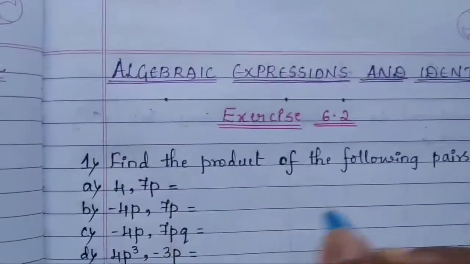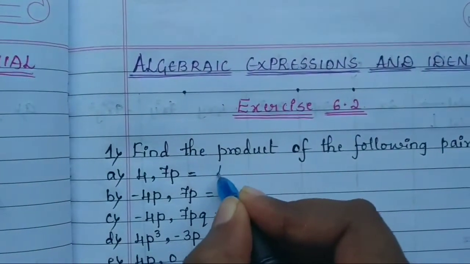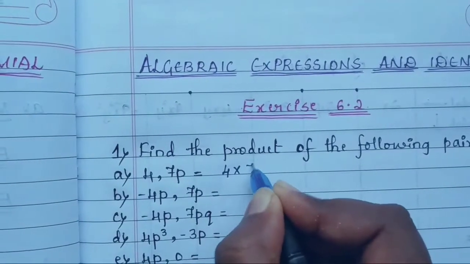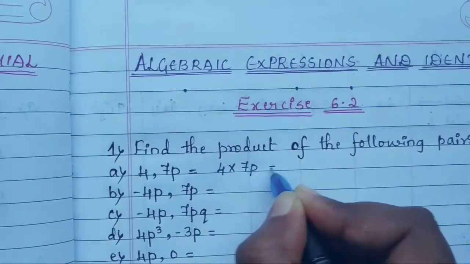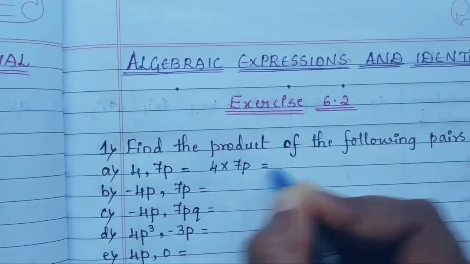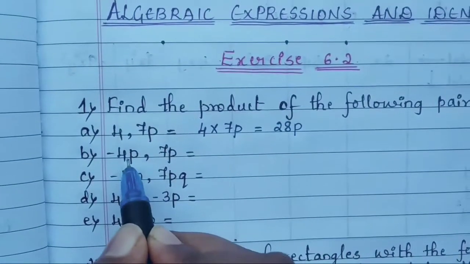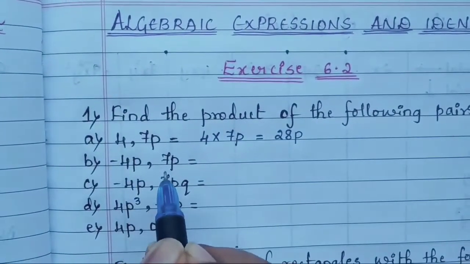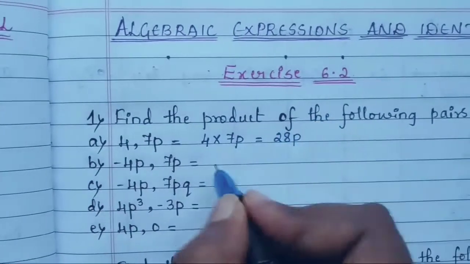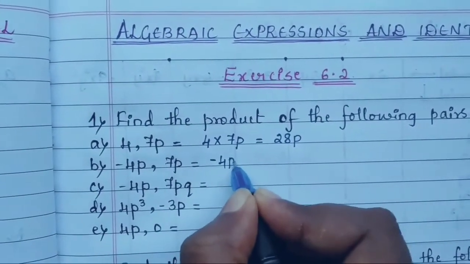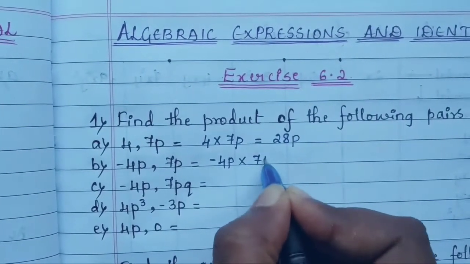Okay, so we will write the first one, that is 4 into 7p. So the answer will be 4 7s are 28, and p will be as it is. Next, coming to the next question, minus 4p, 7p is given. So we will write minus 4p into 7p.